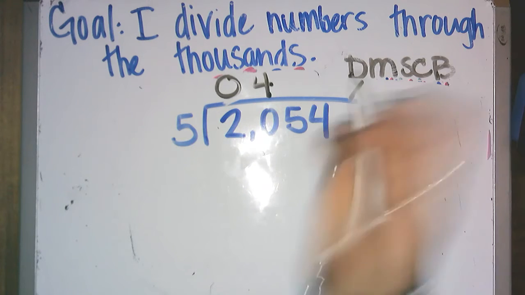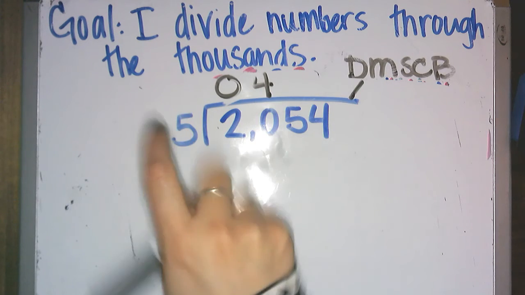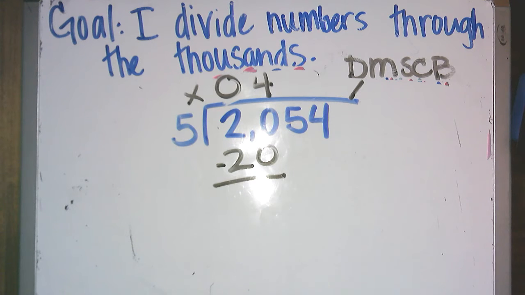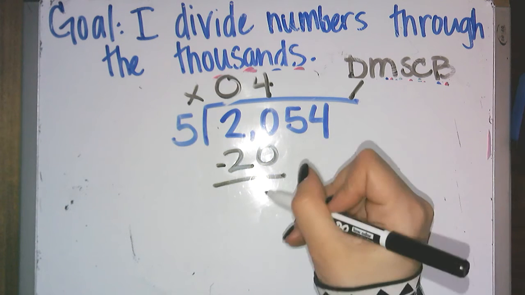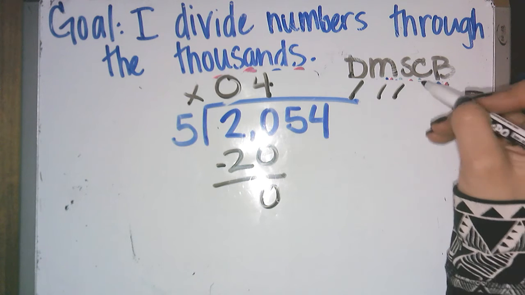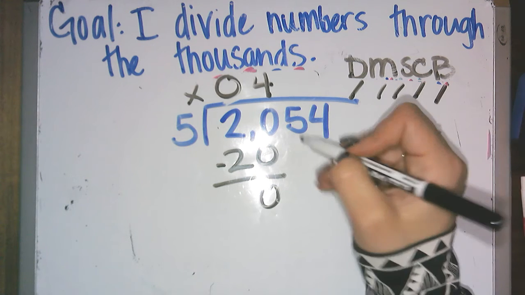So I divided. Now I need to multiply. Top times side. 4 times 5 is 20. Subtract. 20 minus 20 is 0. Check. Is 0 less than 5? It sure is. Bring it on down.